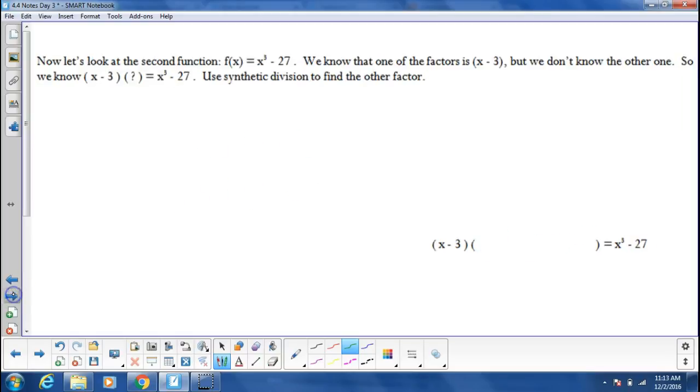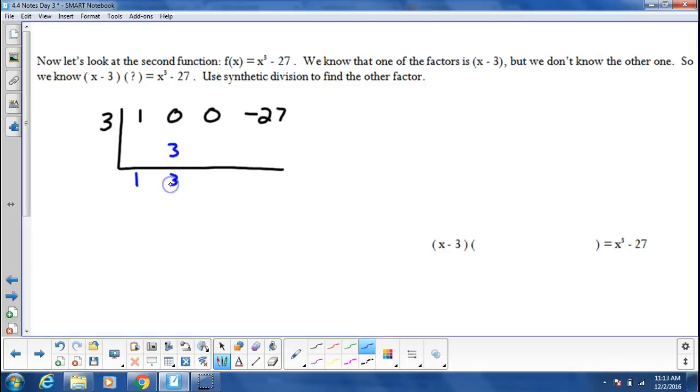Okay, let's go to the next one. X cubed minus 27. X minus 3 is a factor. That means what is the 0? 3 is the 0. What are my coefficients? 1, 0, 0, -27. Okay? Drop the 1, multiply, add, multiply, add, multiply, add.